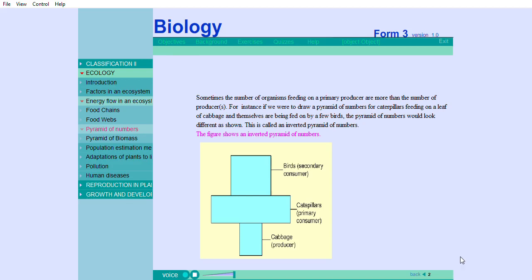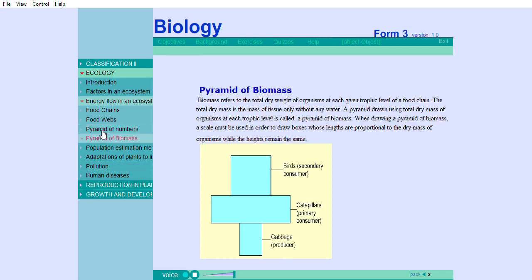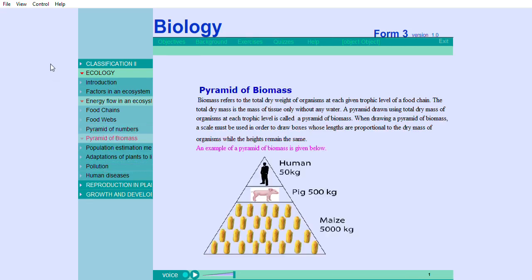Pyramid of biomass. Biomass refers to the total dry weight of organisms at each given trophic level of a food chain. The total dry mass is the mass of tissue only without any water. A pyramid drawn using total dry mass of organisms at each trophic level is called a pyramid of biomass.